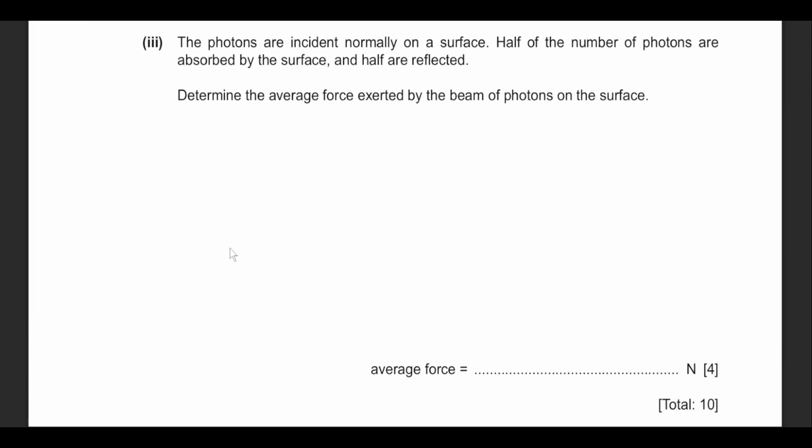Now this part is interesting. He says that to determine the average force exerted by the beam of photons on the surface, this concept actually comes from the idea of radiation pressure. Do some research on this. This is an interesting concept, this interesting idea.